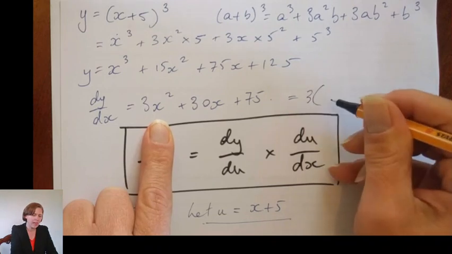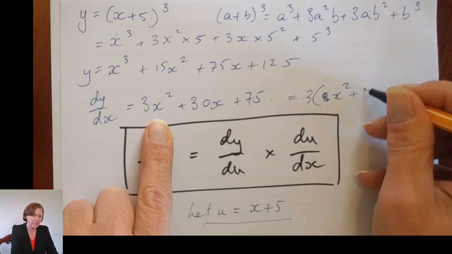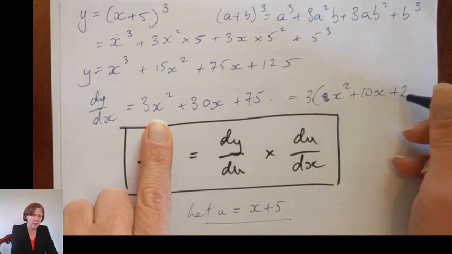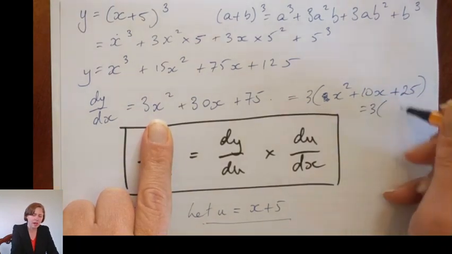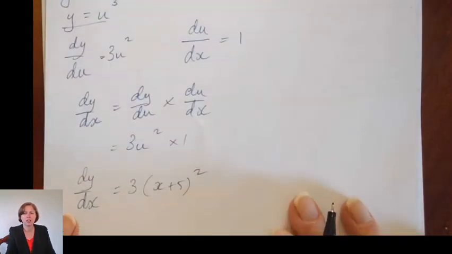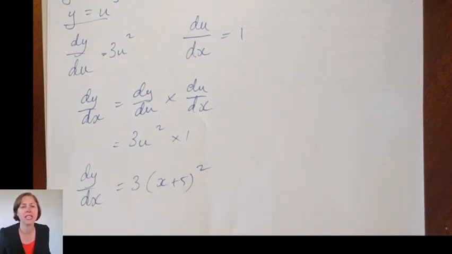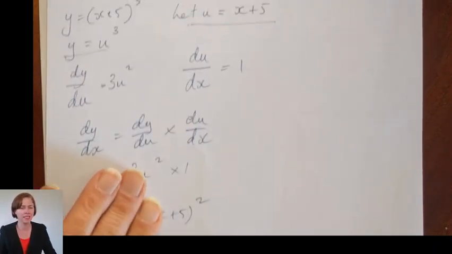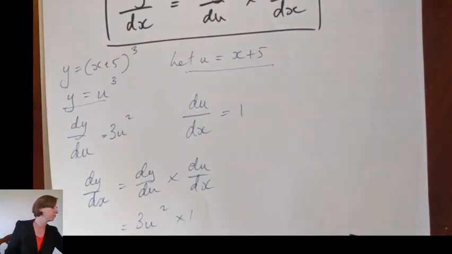But let's look at this answer here. If I take out a common factor of 3, I've got 3 times x squared plus 10x plus 25. We can all see what that is: 3 open bracket x plus 5 all squared, which is exactly what I found using the chain rule down here. So I'm getting the same answer. It doesn't matter which method I choose. However, there are times when I'll need the chain rule because there is no alternative way. If I can't expand it in a way that helps me find the answer, I'm going to use the chain rule.